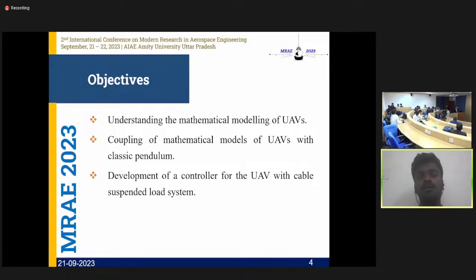In order to control a quadcopter carrying a slung load with a cable, we need to first understand the mathematical modeling of a quadcopter, followed by how we can couple the modeling of a slung load with the model of the quadcopter, and development of a controller for this mathematical model. So these are the three objectives that we set out to solve this problem.